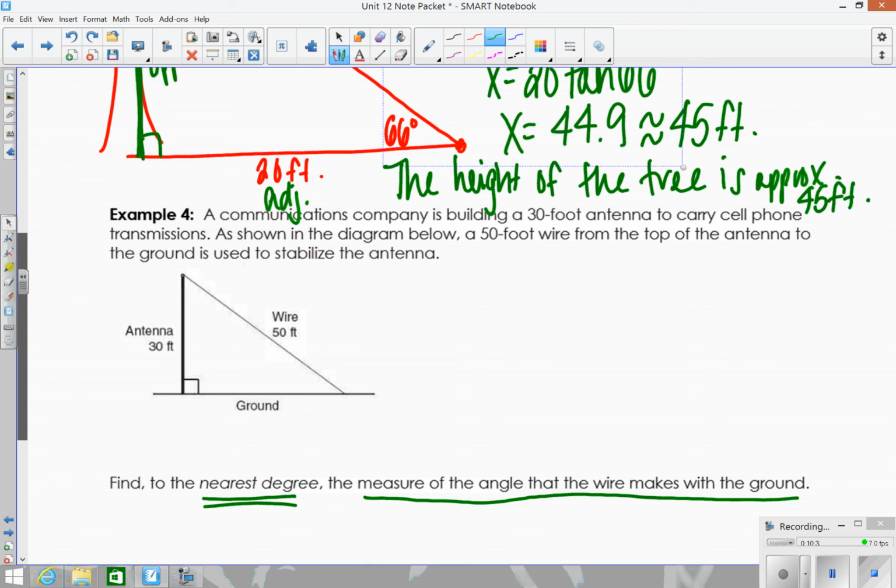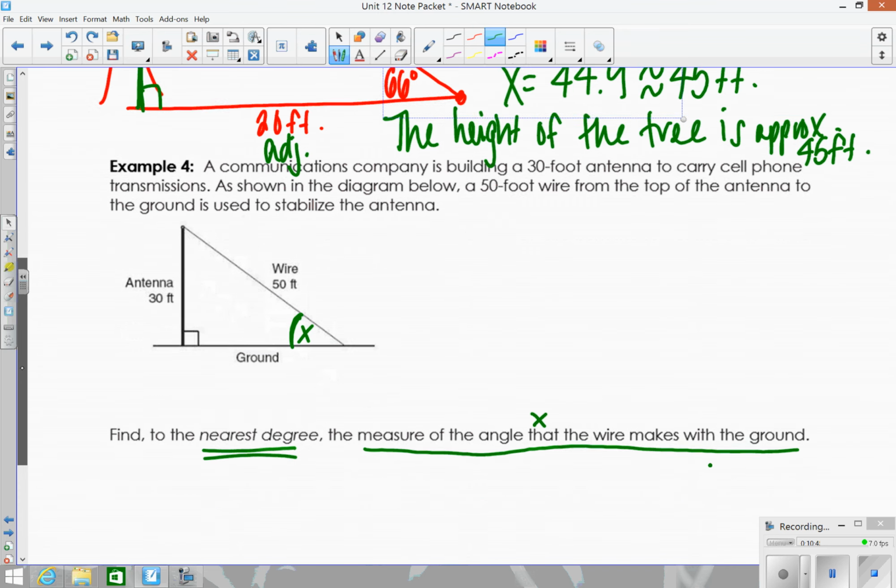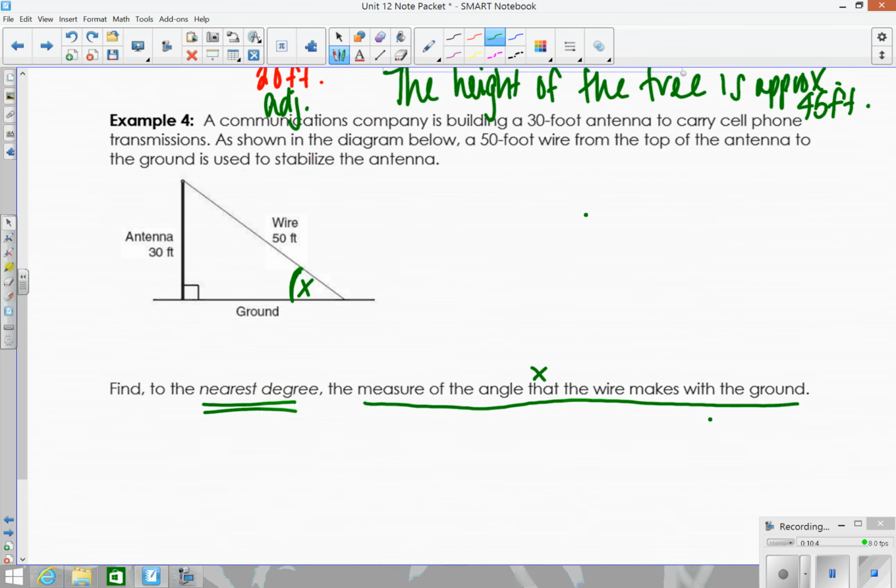So the measure of the angle that the wire is making with the ground. So these two segments, the angle between them. So that's going to be my x. So I'm going to look at this in terms of SOHCAHTOA again.